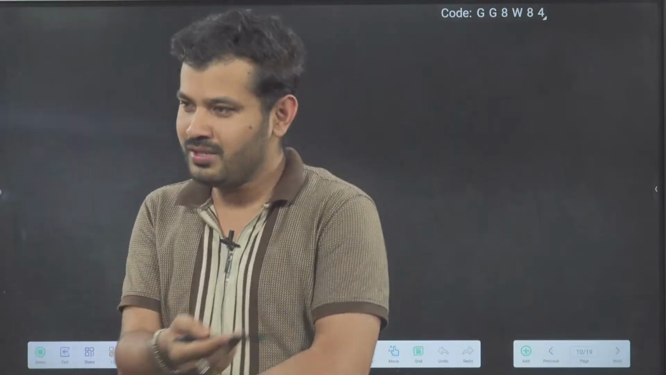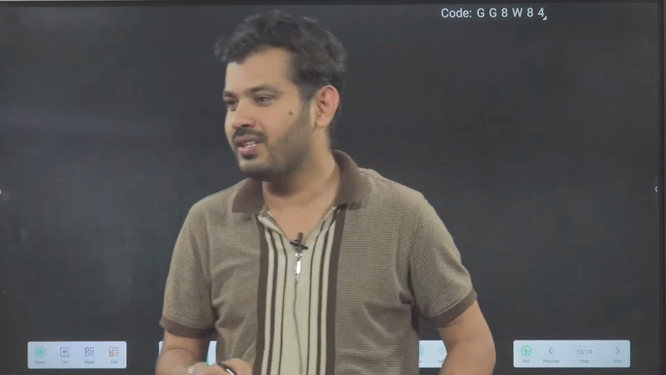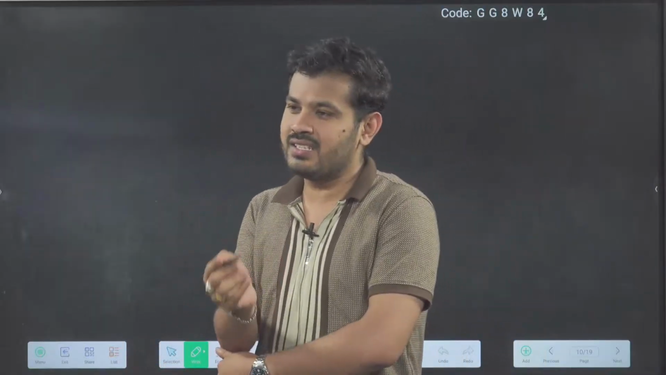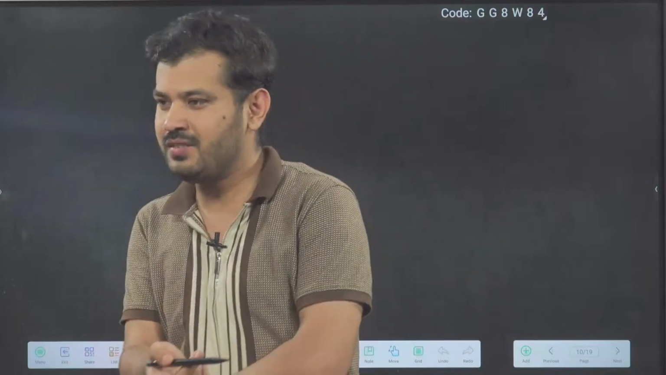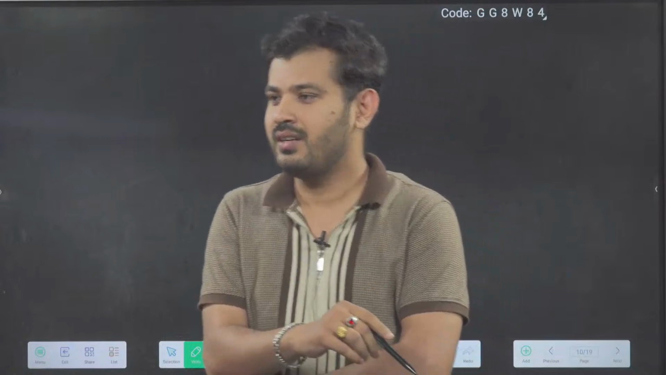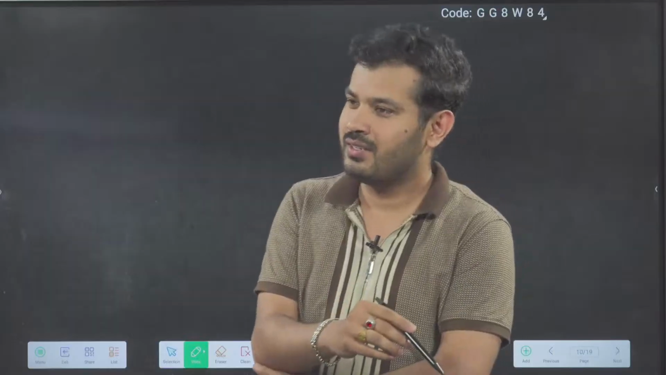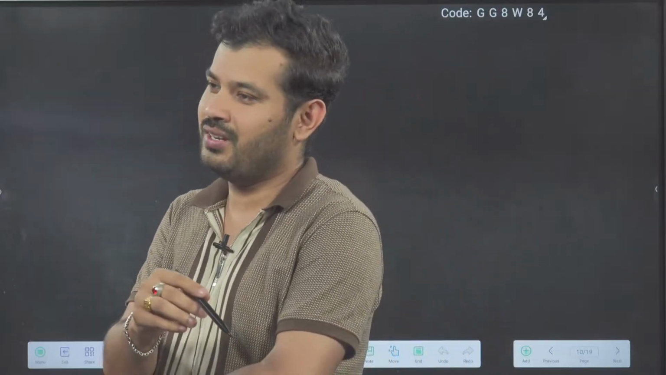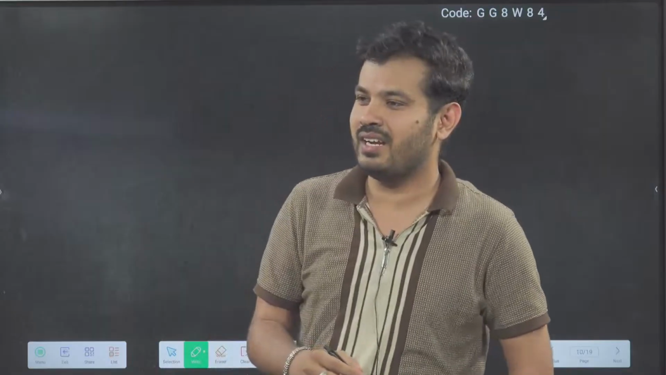Now, the second question. The cathode ray consists of what particle? Your options are negative charged particle or positive charged particle. Electron. Yes, it is electron. Very good. Negative charged particle, which is electron.